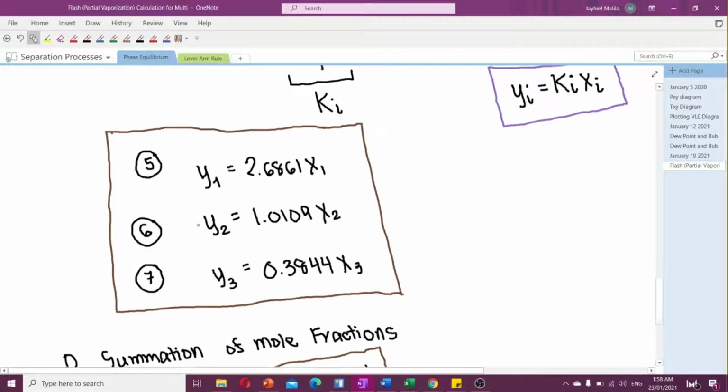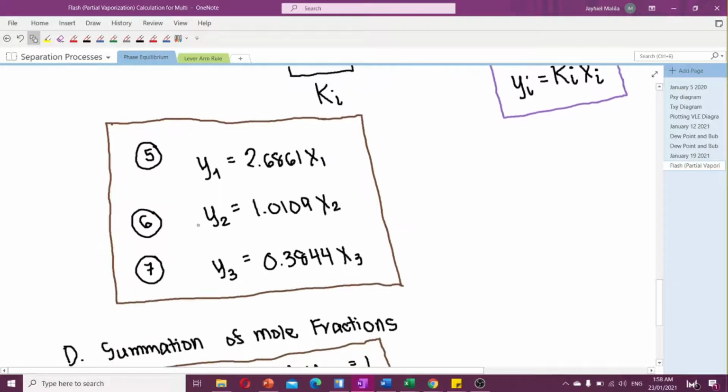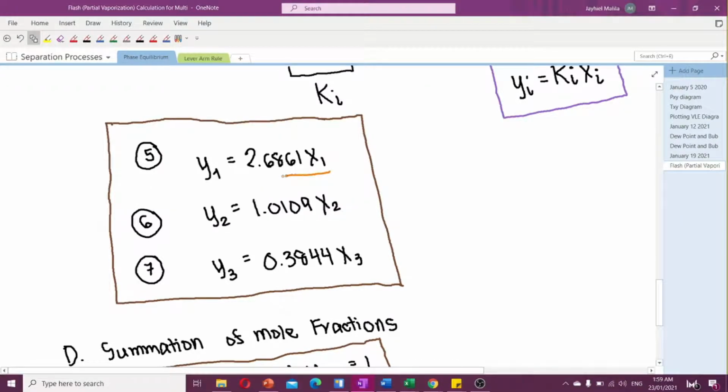I will now write in Excel the equations for 5, 6, and 7. So for 5, we have y1 equals 2.6861 x1. So what you're going to do here is again write the equations for the following. This one, and this one.